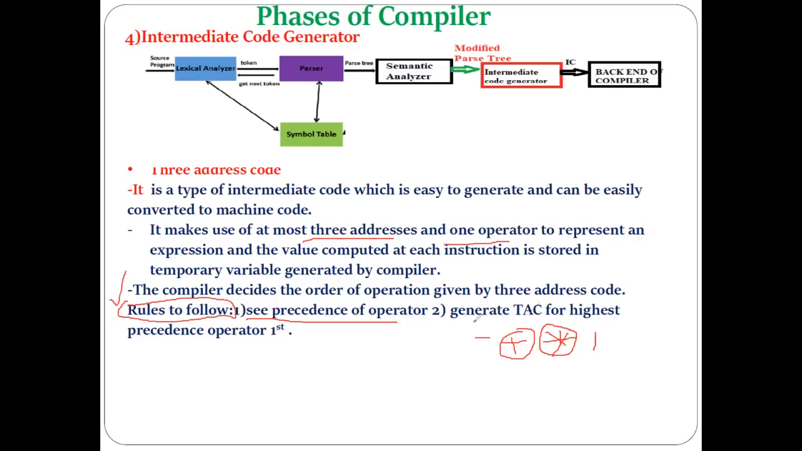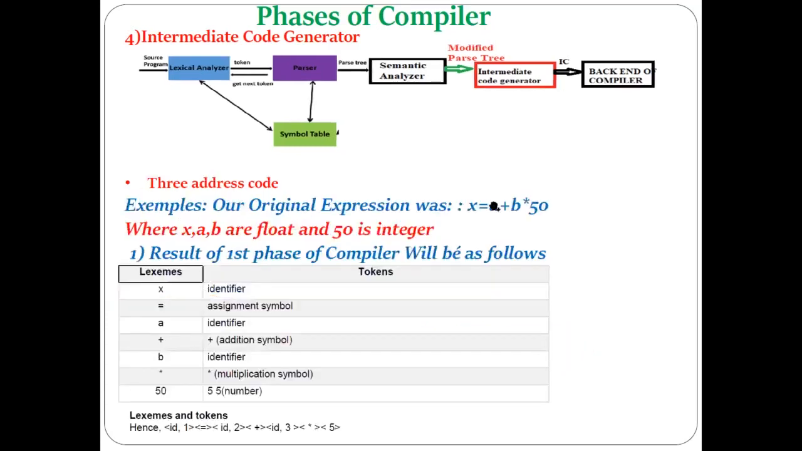Second rule, generate the TAC for the highest precedence operator first. So if plus and multiplication are there in your expression, then you first have to generate the three address code for the part of the expression which is surrounded by the multiplication operator. Okay, so let's see that in the example. Now, as you know the working of the previous phases of the compiler, we'll just recap and then we'll come to the three address code generation.